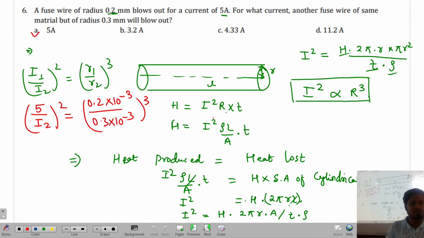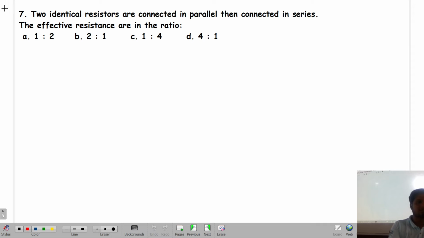Okay. A6, I have to pick up. Seventh number. What it is saying? Two identical resistors are connected in parallel, then connected in series. The effective resistances are in what ratio? Anyone?